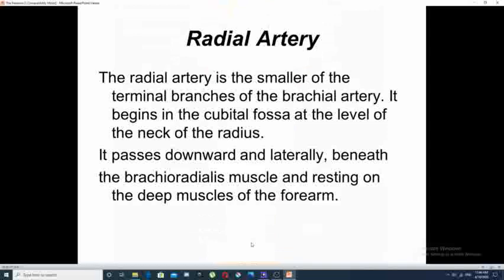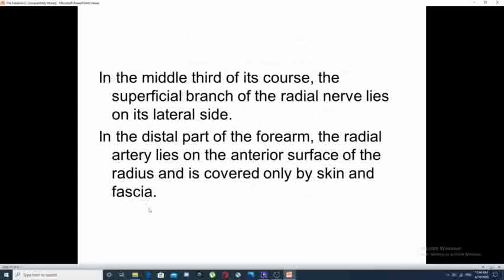The second important artery in the forearm is the radial artery. It is a smaller terminal branch of the brachial artery, beginning in the cubital fossa at the level of the neck of the radius. It passes on the lateral side of the forearm beneath the brachioradialis muscle, resting on the deep muscles of the forearm. In the middle third of its course, the superficial branch of the radial nerve lies on its lateral side.